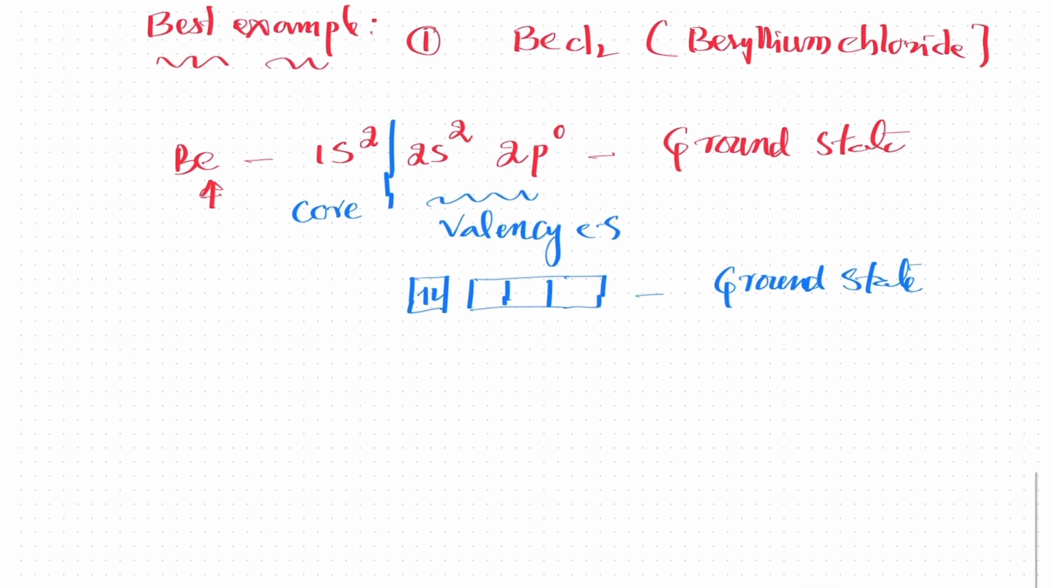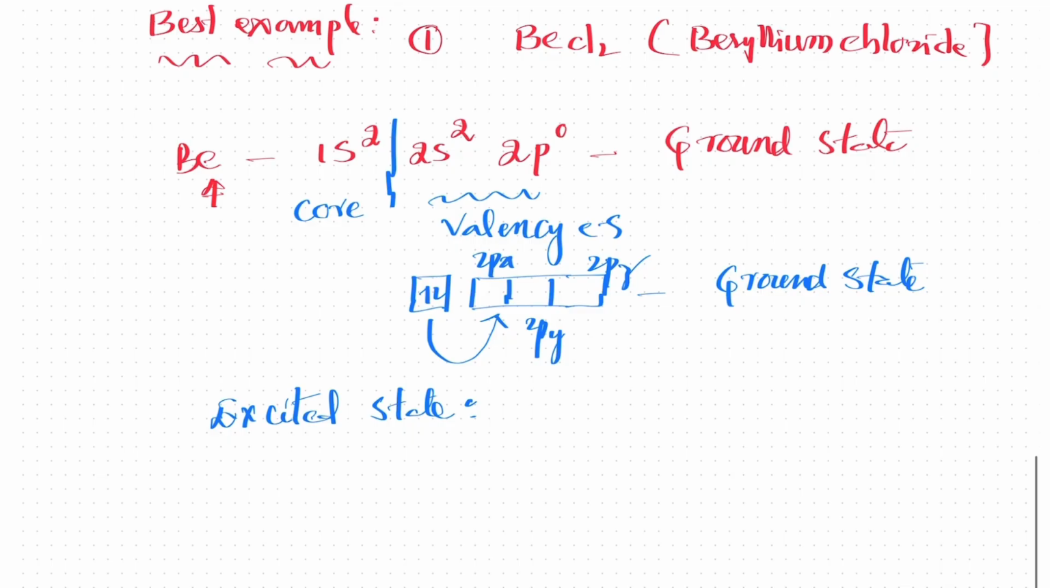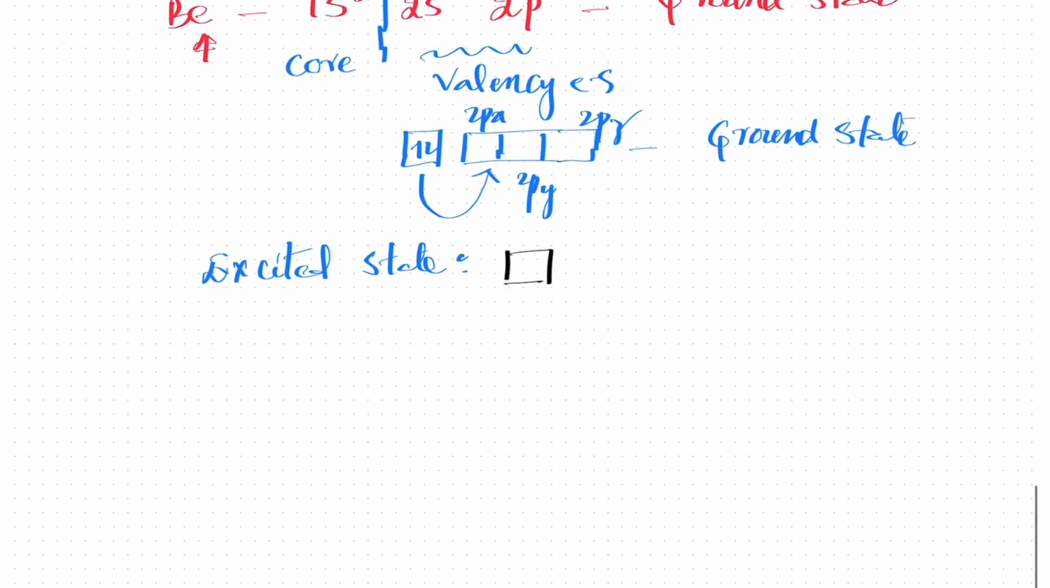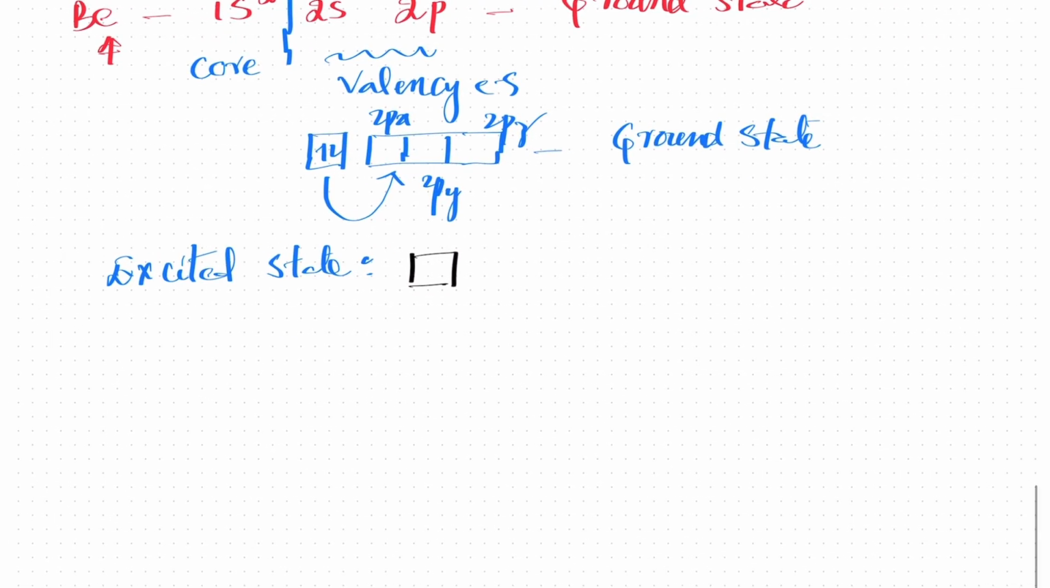Now I am taking the excited state. What happens? One electron of 2s is promoted to a p orbital. Which p orbital? These are 2px, 2py, and 2pz, three orbitals. What happens from ground state to excited state? When this electron is promoted to the 2p orbital, then in the 2s orbital only one electron is left.